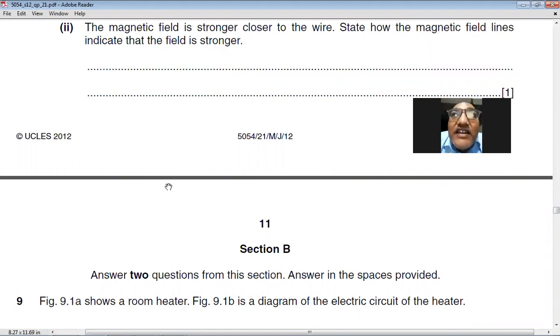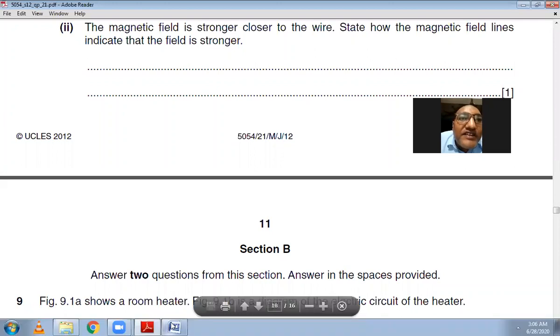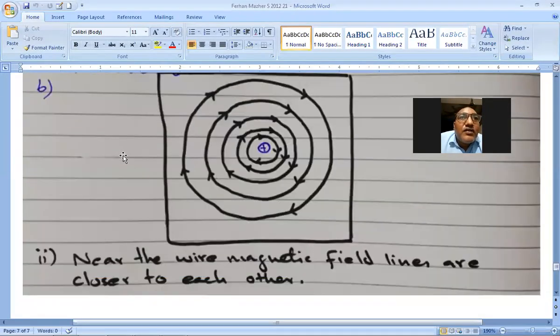State how the magnetic field lines indicate that the field is stronger. Wherever the magnetic field is stronger, the magnetic lines will be closer to each other. If the magnetic field becomes weaker, in that region, the magnetic lines will be far away from each other. So I have written this answer also. I hope you can see that. Near the wire, the magnetic field lines are closer to each other, and this shows that the magnetic field there is stronger. So wherever the magnetic field is stronger, the magnetic lines will be closer to each other.